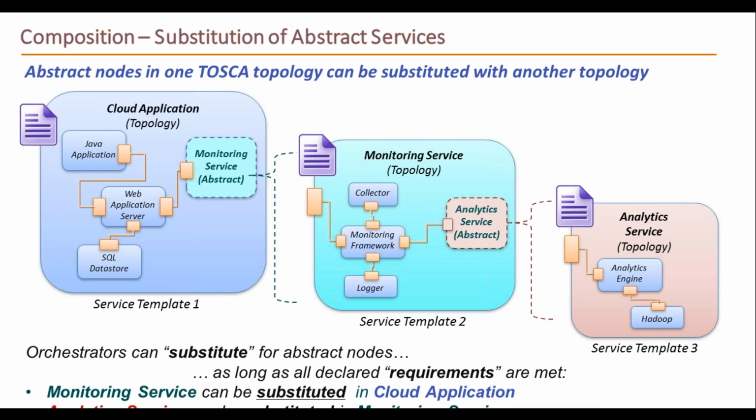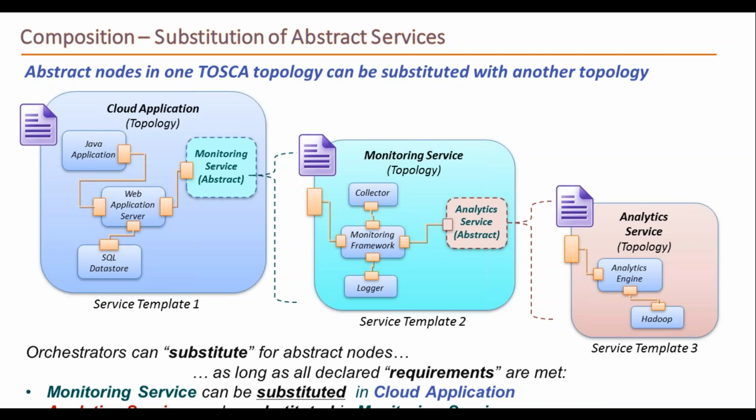So one important thing that's lost in TOSCA is that you can do abstract substitution. So you can compose templates that are valid that have abstract nodes. On the left, I might have a service template that has my web application. It can definitely be standalone, but it has this abstract requirement for some monitoring service to be named later. So what I can do when I orchestrate this, either at deploy time, runtime, or I can even do this at design time if I wanted to.